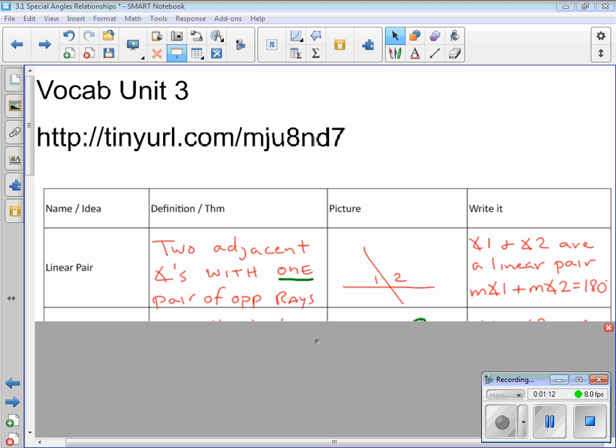We've had this before. Two adjacent angles with one pair of opposite rays. And I've kind of abbreviated opposite there. We've got an example there in the picture. And 1 and 2 are a linear pair. Measure of angle 1 and the measure of angle 2 are 180 degrees. That's old news. Let's move.